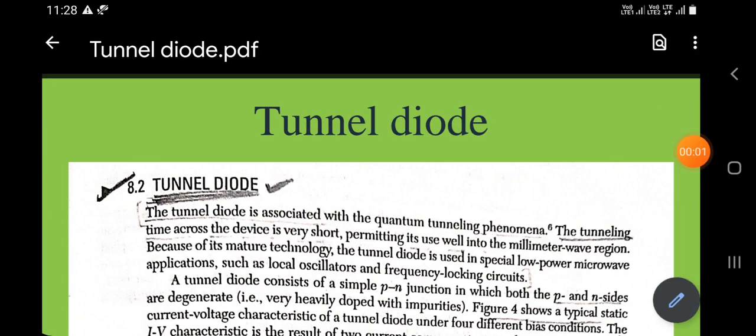Good morning. Today we discuss what is a tunnel diode. I, Dr. Vanna Ranga, would like to discuss this with you. The tunnel diode is associated with quantum tunneling phenomena.